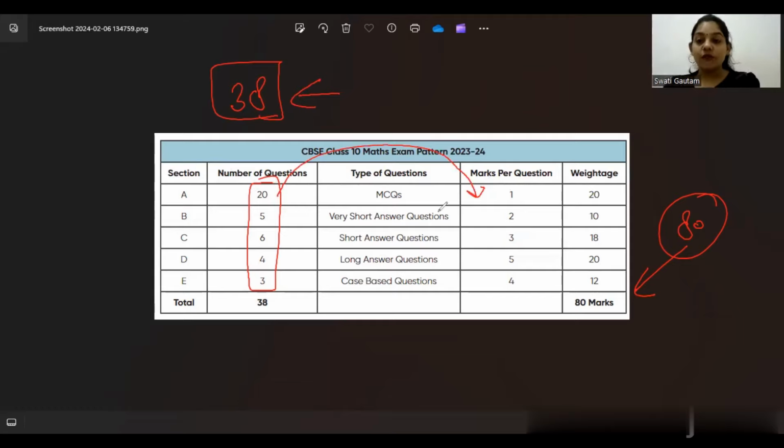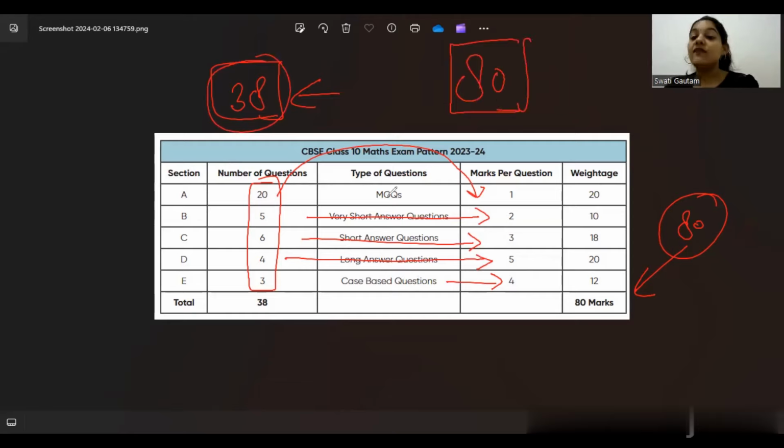Then 5 questions of 2 marks, which are very short answer questions. 2 marks question means of 2 lines. Then you have 6 questions of 3 marks each, right? Then you have 4 questions of 5 marks, which are long questions, and the case study based questions, which are of higher weightage, are of 4 marks. 3 questions of 4 marks. So means 38 questions of 80 marks, in which these MCQs are very, very important.